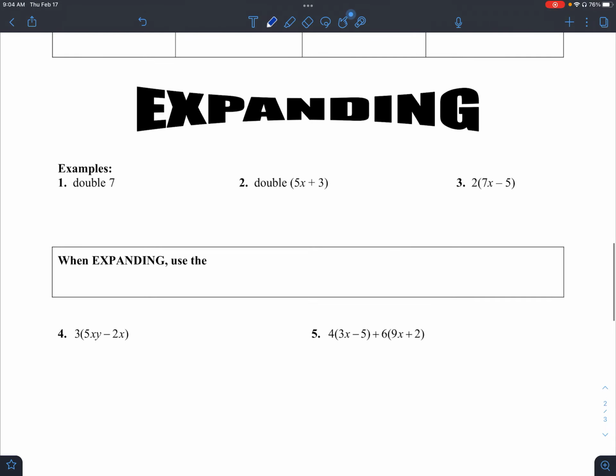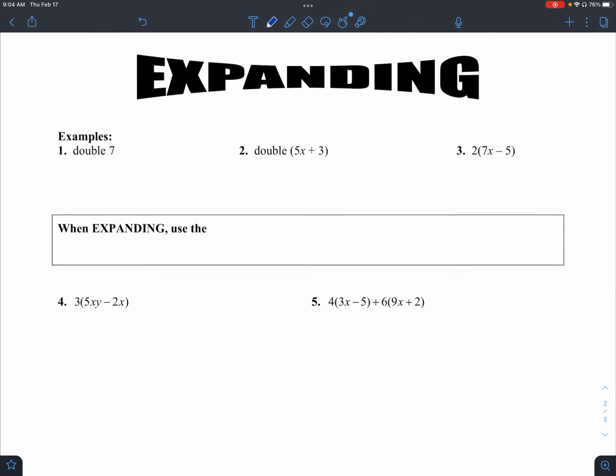Okay, so let's go over expanding, what expanding means. So I'm going to look at some examples. So starting with double of 7. So if we have 7 and we're doubling it, it means we're multiplying it by 2, and that's going to give us 14. So recall when you put a number outside and then brackets and then a number inside, it means you're multiplying the 2 numbers together.